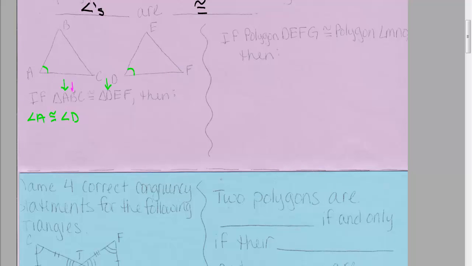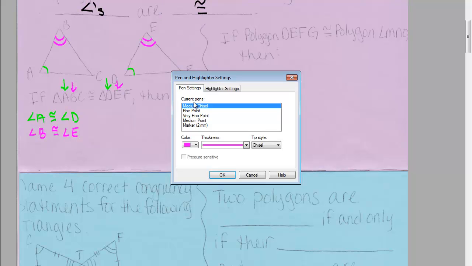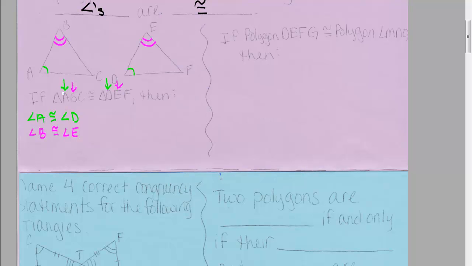Next is angle B is congruent with angle E. And since we already used one arch mark, we want to use two arch marks for this one. And the last angle we need to talk about is angle C and angle F. Angle C is congruent to angle F, with three arch marks.